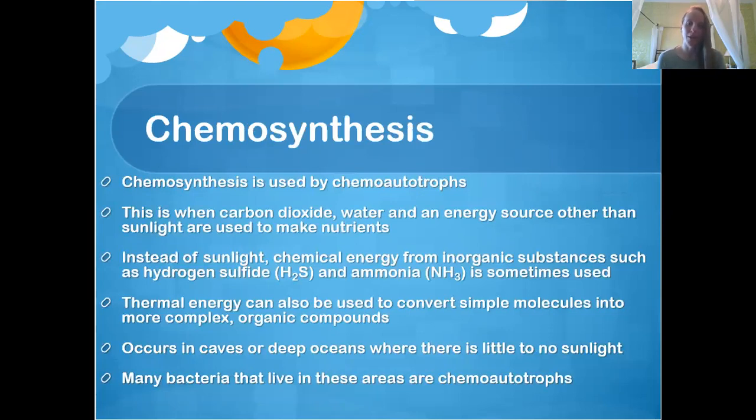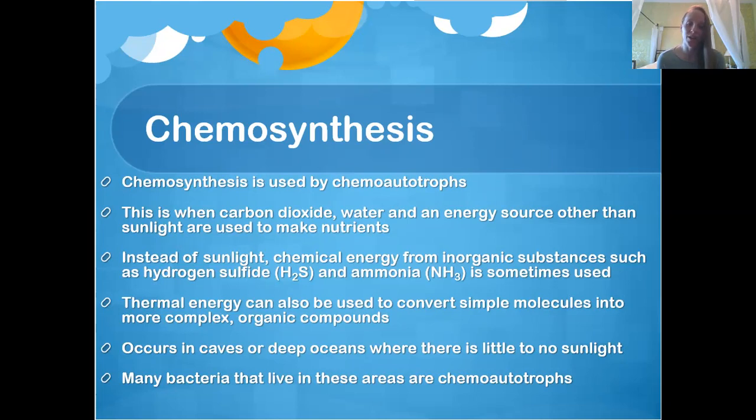Chemosynthesis is the method that's used by the chemoautotrophs. This is when carbon dioxide, water, and a different energy source other than sunlight are used to make nutrients. One of the more common methods of this is to use chemical energy from inorganic substances like hydrogen sulfide or ammonia. That chemical energy can essentially be used to convert different molecules into glucose, just like solar energy can be used to do that in plants. Thermal energy can also be used to convert molecules into more complex organic molecules like glucose.